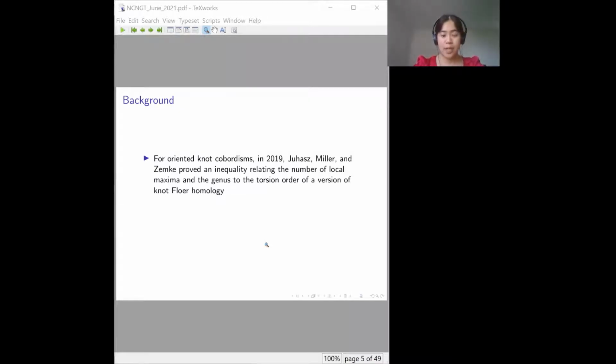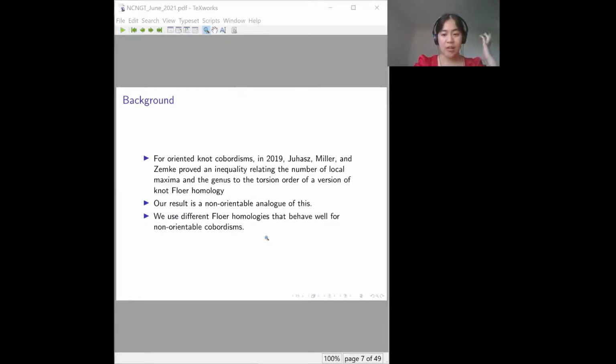So let me give a little bit of background about this question. For oriented knot cobordisms, in 2019, Juhász, Miller, and Zemke proved an inequality relating the number of local maxima and the genus to the torsion order of a version of knot Floer homology. Our result is going to be basically a non-orientable analog of this, so our inequalities are going to be analogous to theirs, except that in our case, the cobordism is allowed to be non-orientable.